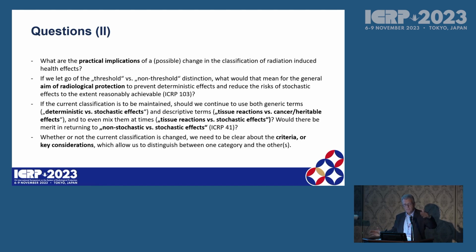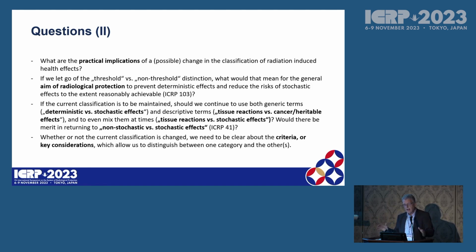If we let go of this threshold versus non-threshold distinction, what would that mean for the general aim of radiological protection, which, as I told you, is to prevent deterministic effects, prevent one kind of effect and reduce the other kind of effect to the extent reasonably achievable. If we don't have two effects of this kind, how do we then define the aim? We would have to at least structure it, reword it.